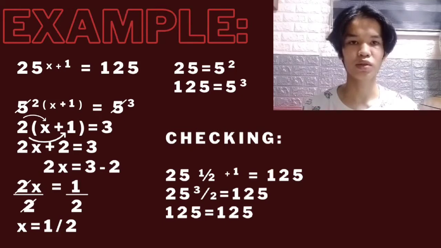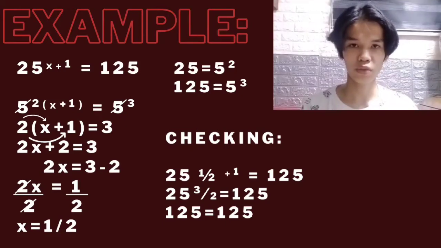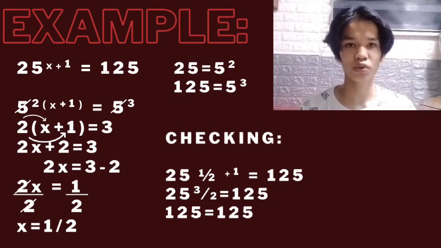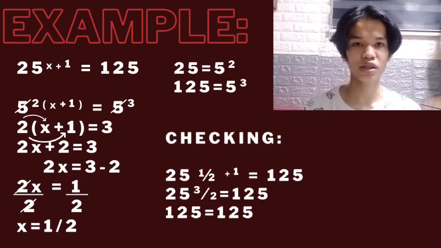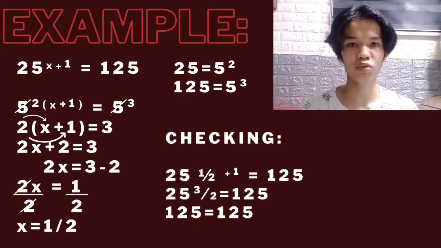3. We need to use the distributive property. 2 times x is 2x and 2 times 1 is 2, so it becomes 2x plus 2 equals 3. Then we transpose 2 to the other side to become 2x equals 3 minus 2. Then 3 minus 2 is 1, and after that, divide both sides by 2, so the answer is x equals 1 half.